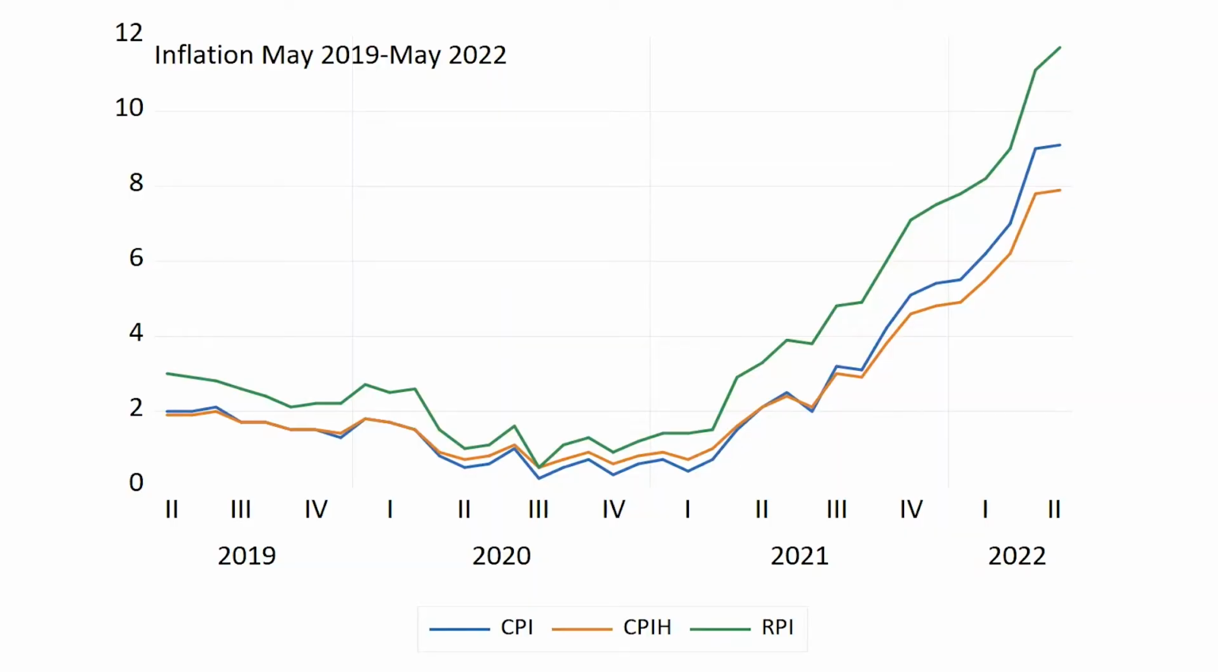What is inflation? Inflation's just rises in the average prices of things. Prices go up and down all the time, and currently it's running in the UK at about 9%.